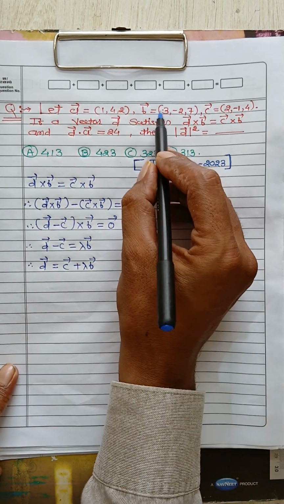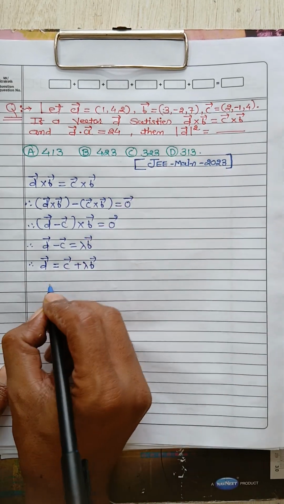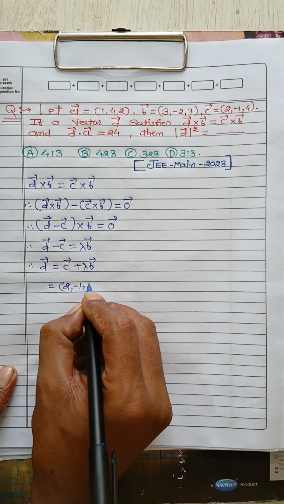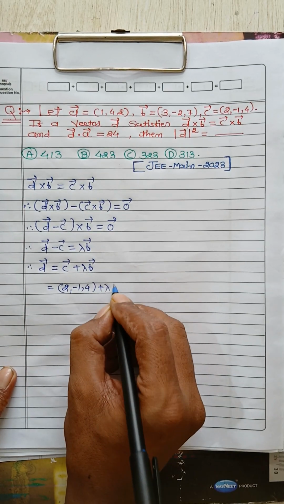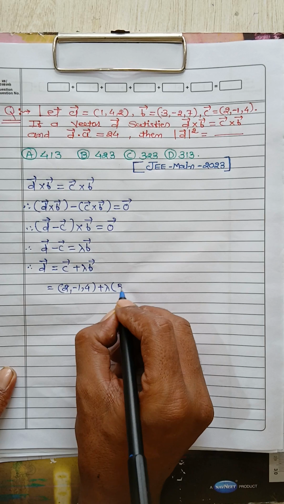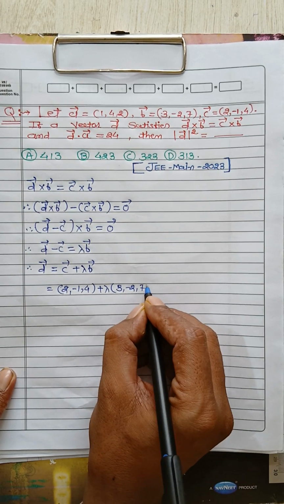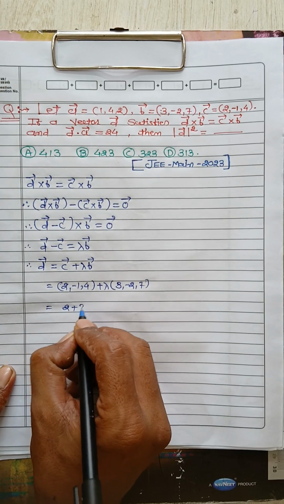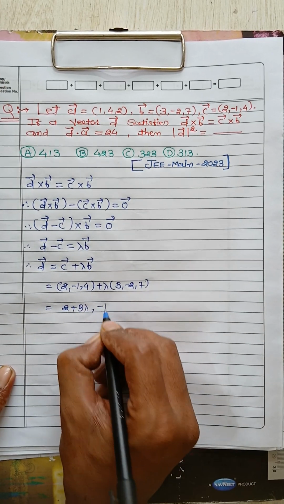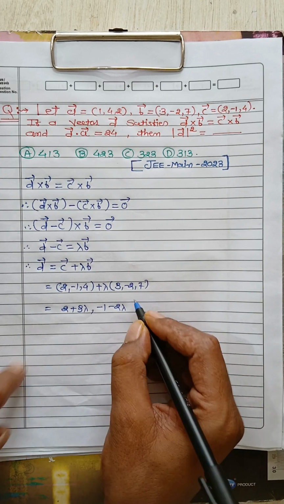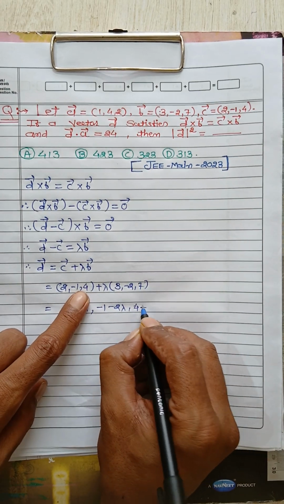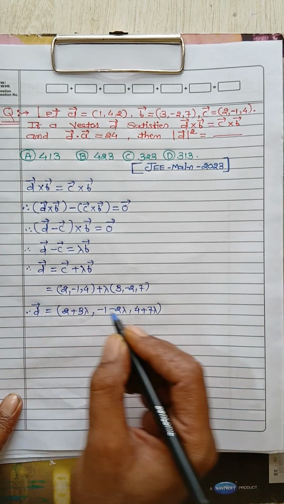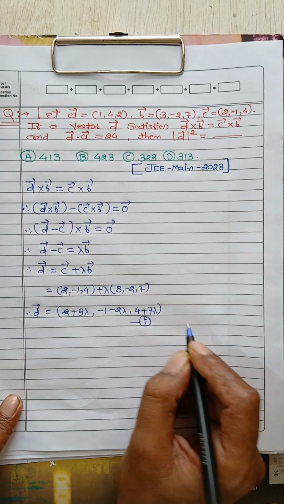Now vectors B and C are given in the question, so that we can write vector C is equal to (2, -1, 4) plus lambda into vector B (3, -2, 7), which will give us (2 + 3 lambda, -1 - 2 lambda, 4 + 7 lambda). So this is our vector D, and this is our result number 1.